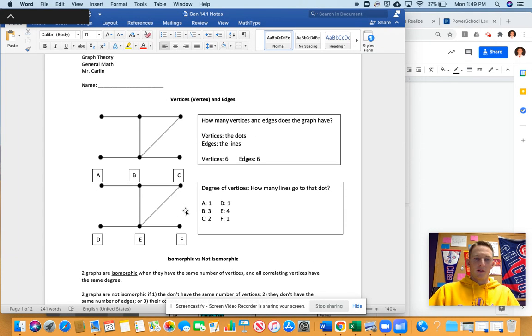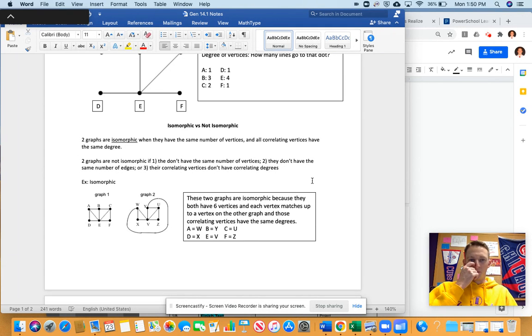And then the degree of vertices, so how many lines go to that dot. We're going to look at dot A here, so vertice A. How many edges go to it? How many lines go to it? Just this one. Whereas vertice B has 1, 2, and 3 lines coming out of it. C has 1 and 2. F has 1. E has 1, 2, 3, and 4. So it has a degree of 4. And then D also has 1.